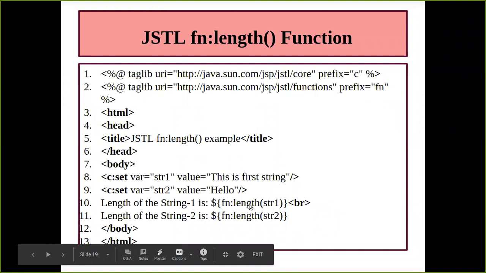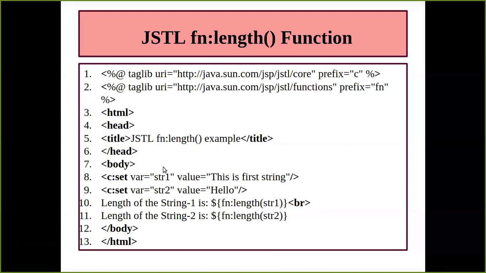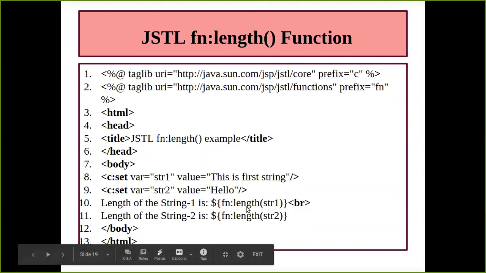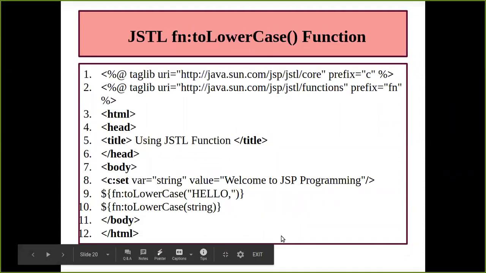fn colon length is a function which is already defined in the JSTL tag library called the function tag. Inside your expression language, you can write fn colon length and call the variable str1, which holds the value "this is first string". Inside the double inverted commas, all the characters, including the white spaces, are counted, and that is the length of your string. Similarly for string two. I hope you have understood this.